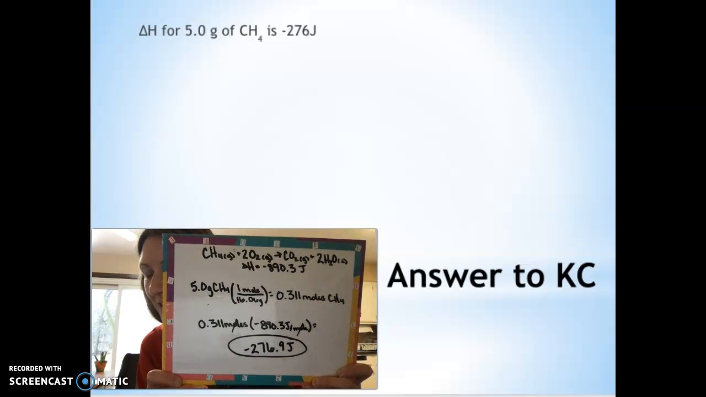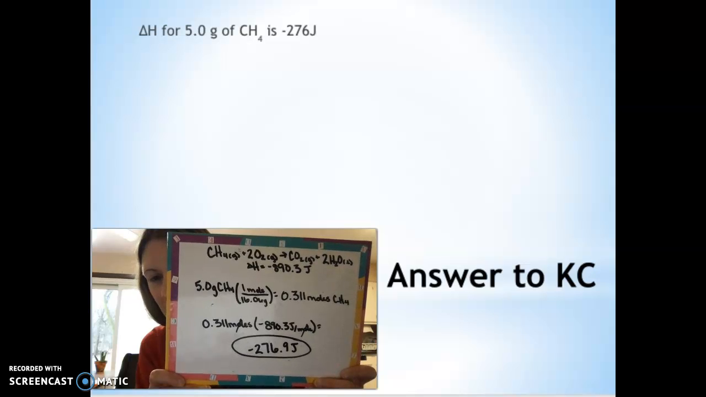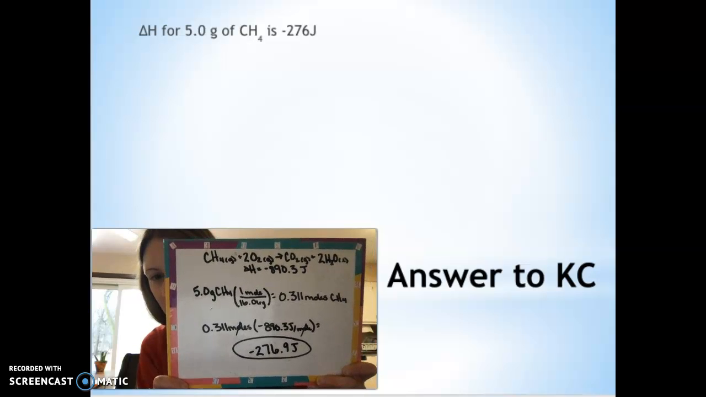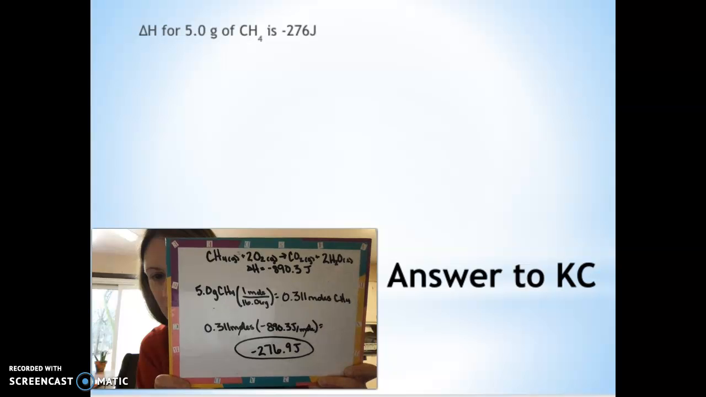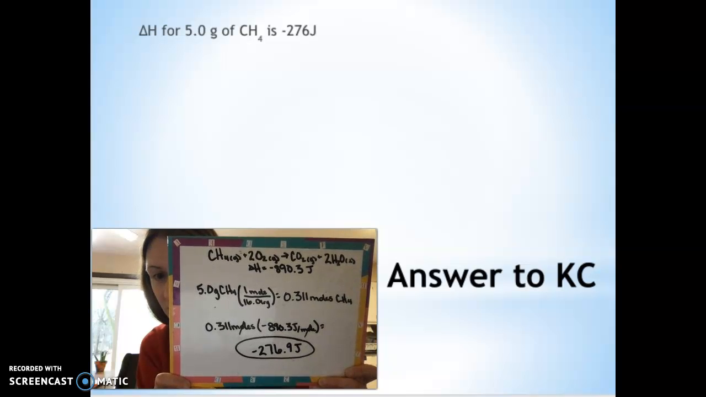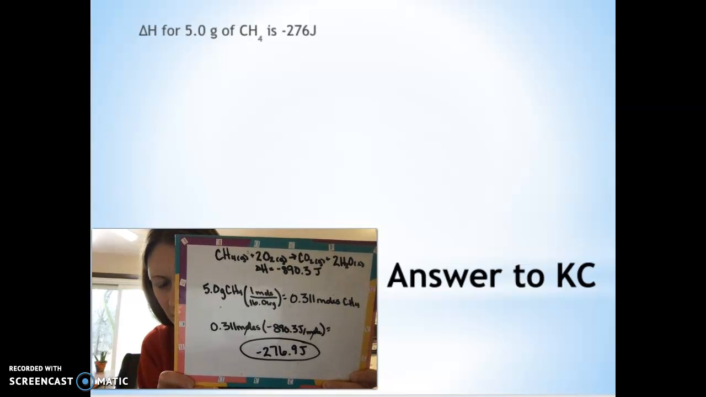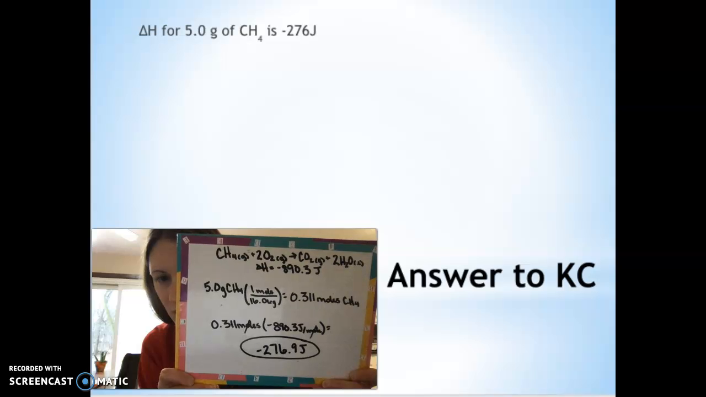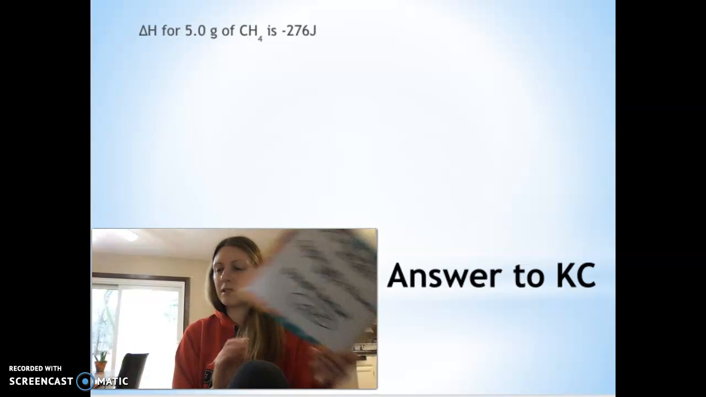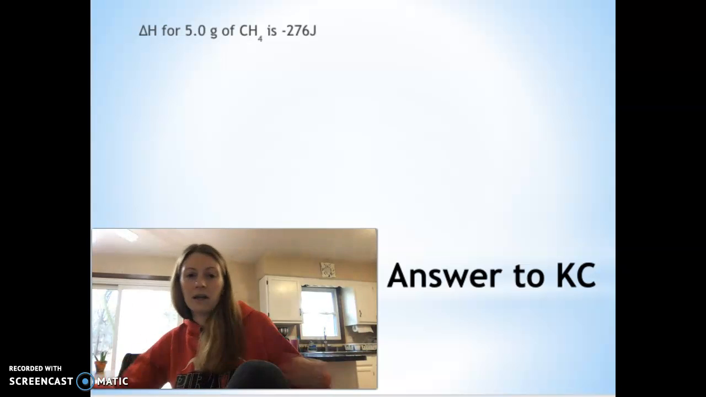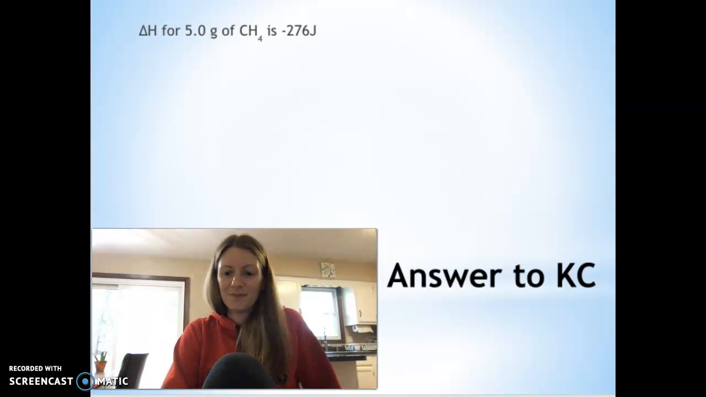And then because our delta H is for 1 mole of methane, as you can tell in the balanced chemical equation, all we have to do is take the moles that we have, so 0.311, times the delta H per mole, so that 890 something, to get negative 276 joules. Any questions, please let me know, and I would be happy to help.